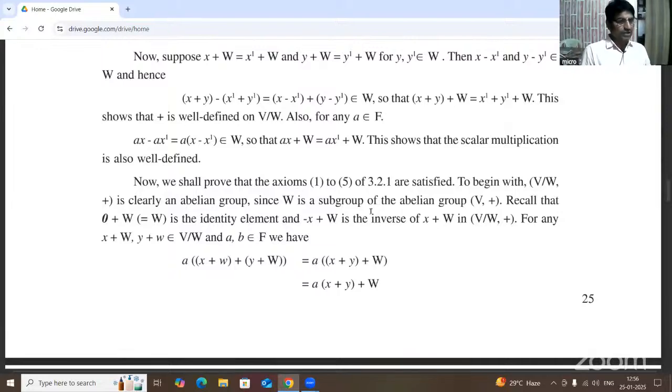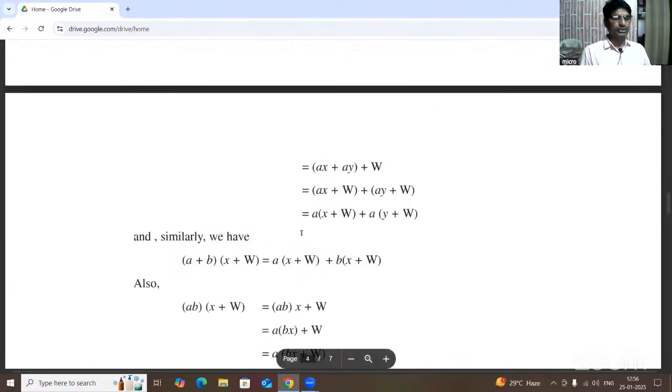Okay. Now the direct part: we take any two elements x plus w and y plus w. Under scalar multiplication, a of x plus y plus w means a of x plus y plus w. Now it can be written as ax plus ay plus w. That can also be written under vector addition as ax plus w plus ay plus w. And again, taking the scalar outside, a of x plus w plus a of y plus w.